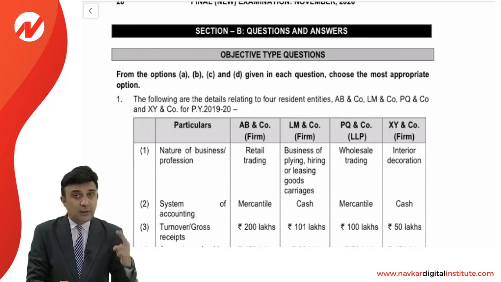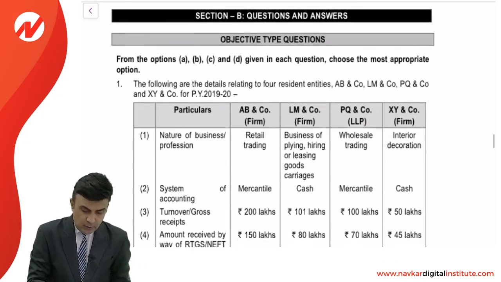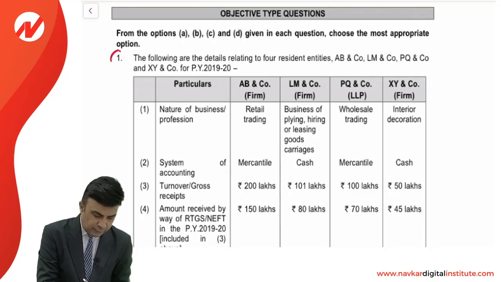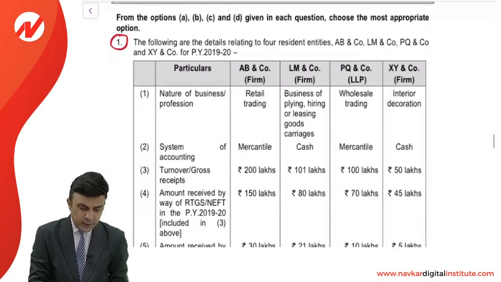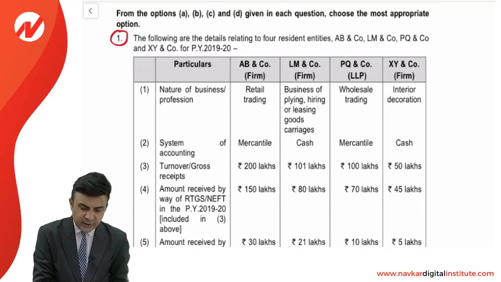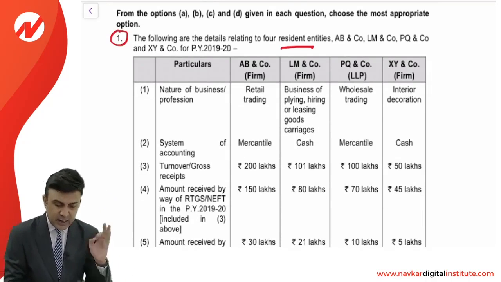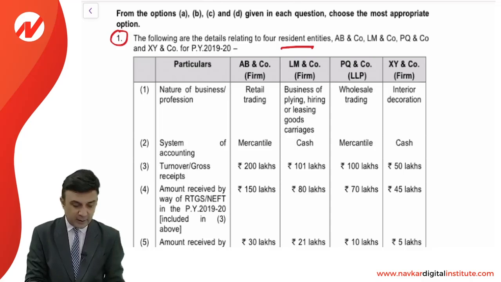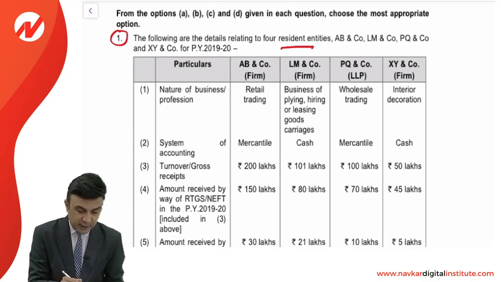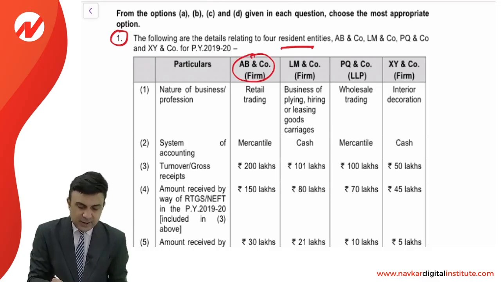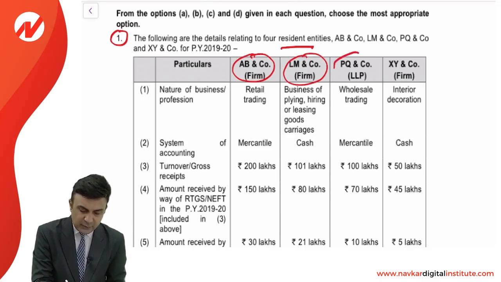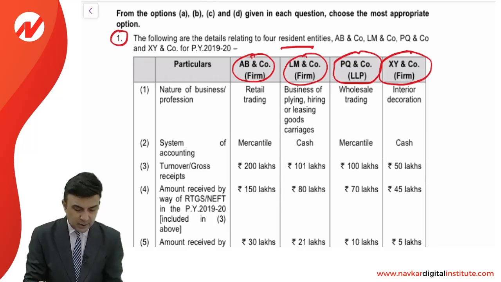And the first 3 are descriptive. We have the following details relating to 4 resident entities, very specifically said: resident entities AB and company, LM and company, PQ and company, and XY and company for PY 2019-20. You are given AB and company a partnership firm, LM and company a partnership firm, PQ and company an LLP, and XY and company a partnership firm.